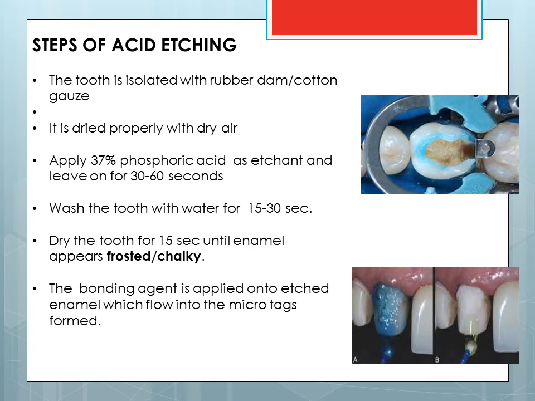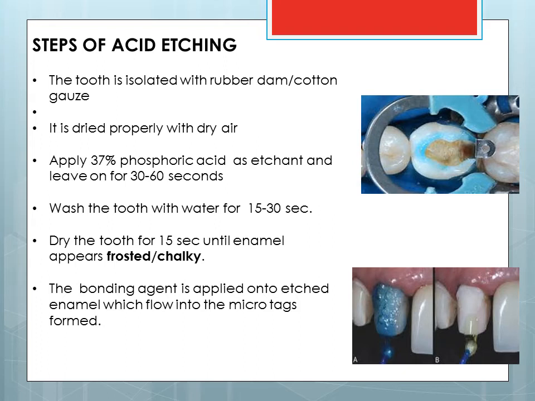As you can see, this is the prepared cavity where we want to place the composite filling. So the first step we will do is the acid etching, and we have isolated it with a rubber dam, and we place cotton gauze. Then we dry it with air.